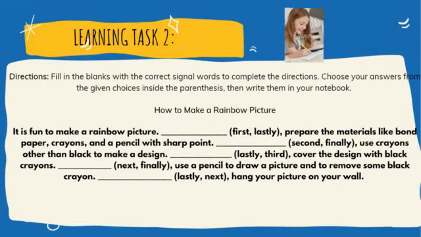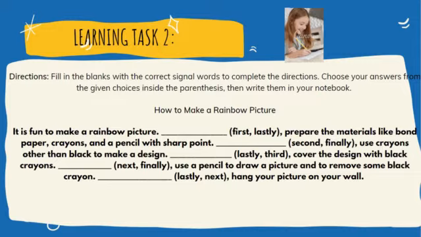For learning task number 2, fill in the blanks with the correct signal words to complete the direction. Choose your answers from the given choices inside the parentheses. Then write them in your notebook. How to make a rainbow picture. It is fun to make a rainbow picture.